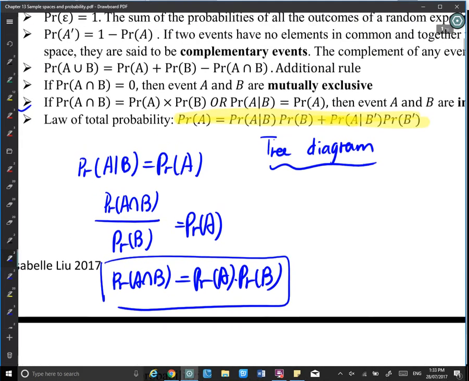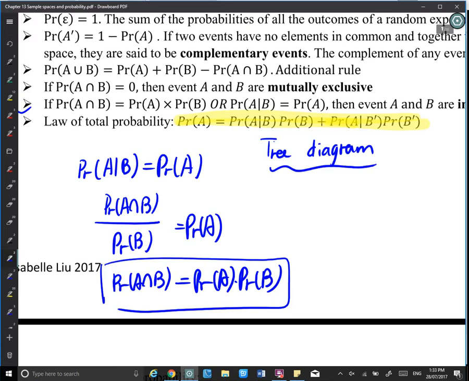So what this formula means: I want to find the probability of A. I will first find, when B happens, what's the probability A will happen, and I'll times the probability of B happening. Plus, I will find, when B is not happening, what's the probability A happening, times the probability of B not happening. Okay, that's the law of total probability. That's exactly a tree diagram.